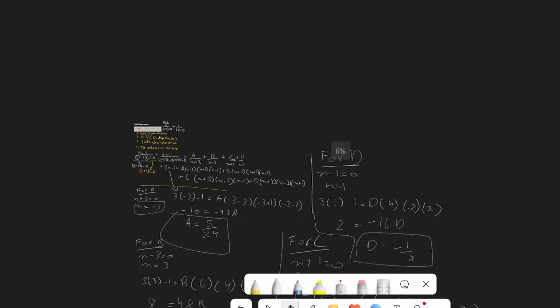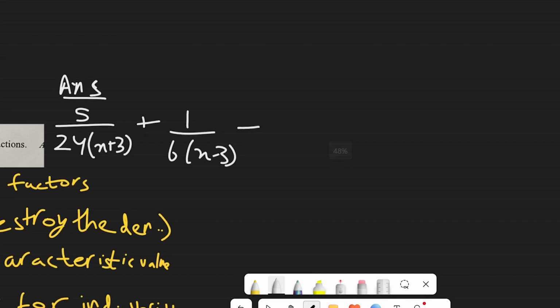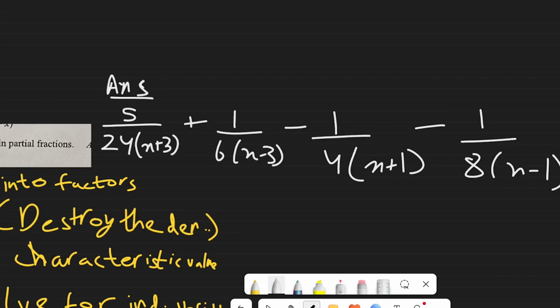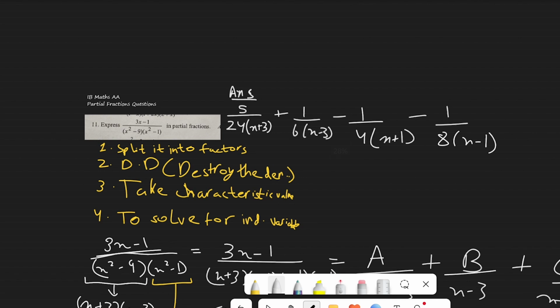So that means that C would be minus 1 over 4 x plus 1, and D would be, guess what, minus 1 over 8 x minus 1. Wow, this is our answer. We have successfully expressed this in partial form. You can re-multiply it and take the LCM and do the long process, and you'll get the same answer, trust me.